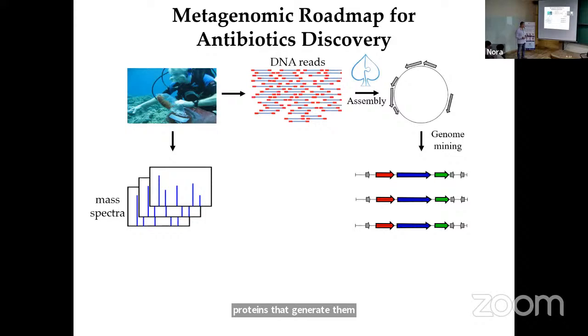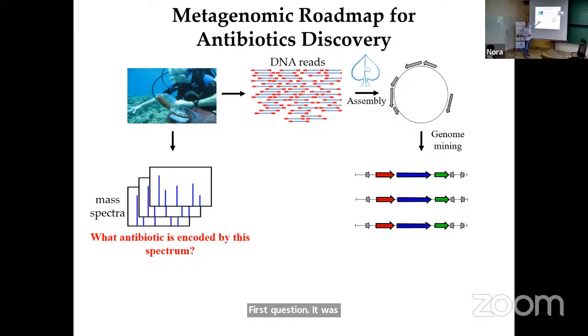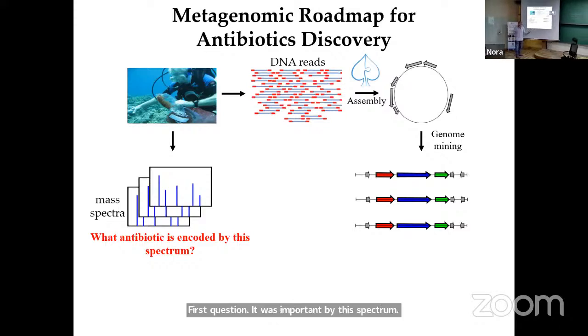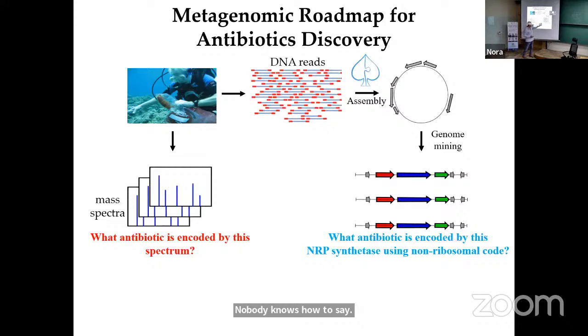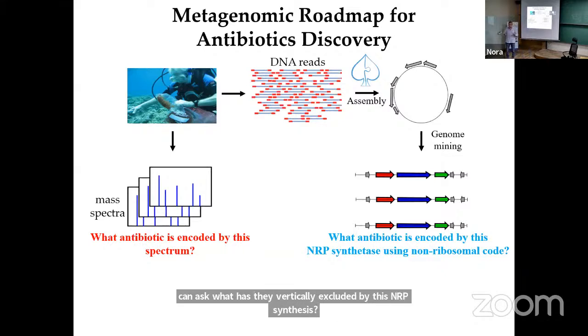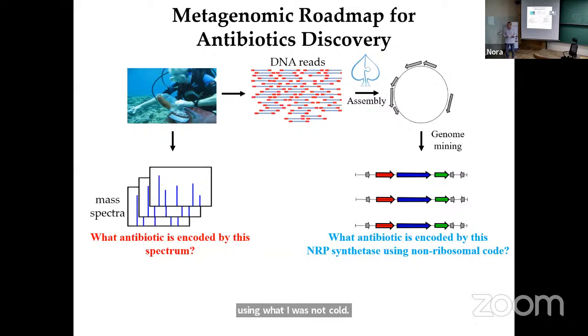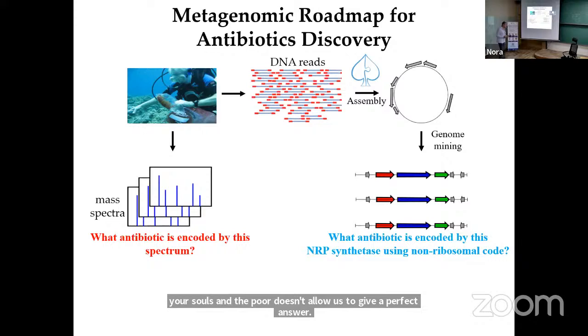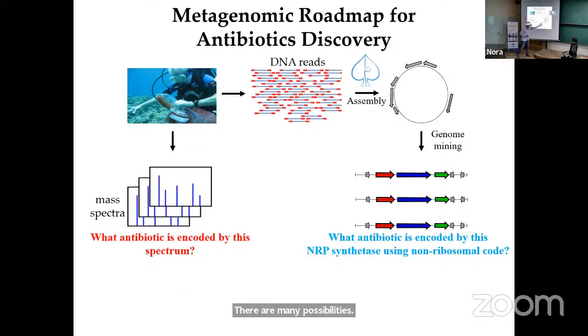And afterwards we face two questions. First question, what antibiotic is encoded by this spectrum? If we are able to answer this question, we don't need anything else. We have a perfect method for discovery of new antibiotics. Unfortunately, nobody knows how to do it. Another approach, we can ask what antibiotic is coded by these NRP synthetases using non-ribosomal code. But you saw that non-ribosomal code doesn't allow us to give a perfect answer, because there are many possibilities. So neither this question nor this question can be answered today.